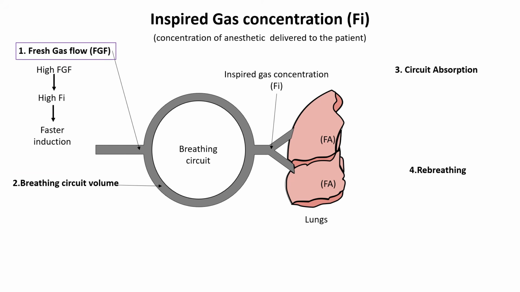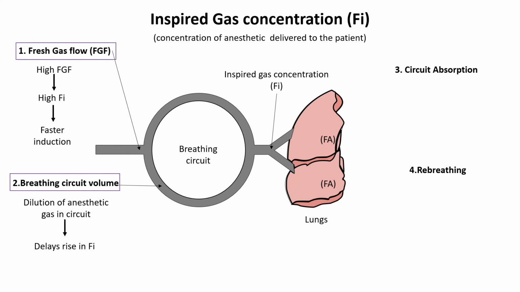The breathing circuit includes the tubing, reservoir bag, and other components. Before the inspired gas concentration rises, the anesthetic must fill up the circuit volume. A larger circuit volume dilutes the anesthetic gases, delaying the buildup of the inspired gas concentration.